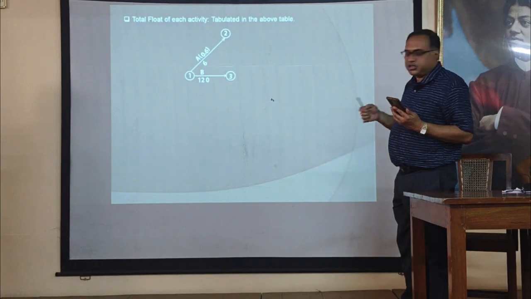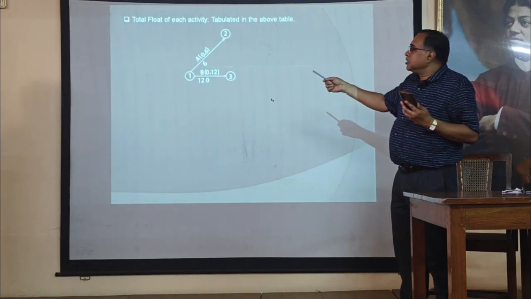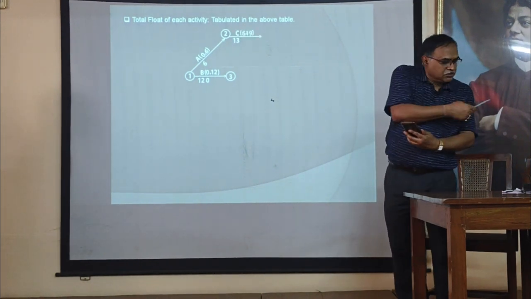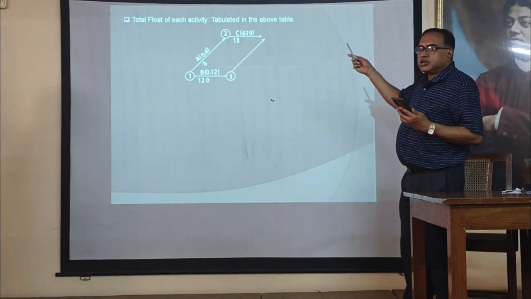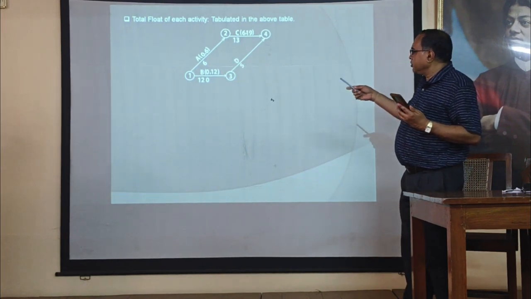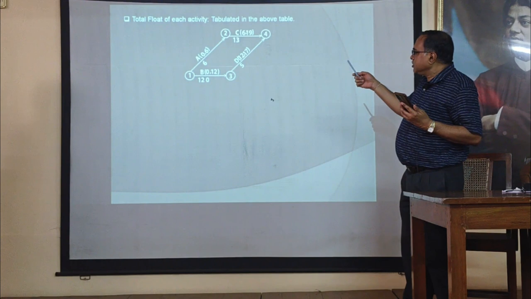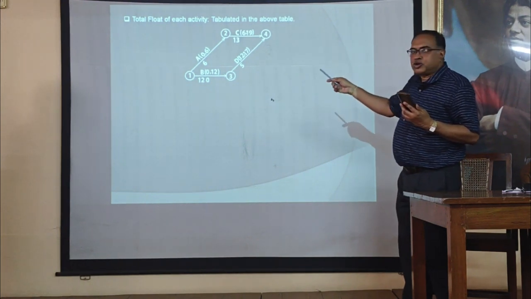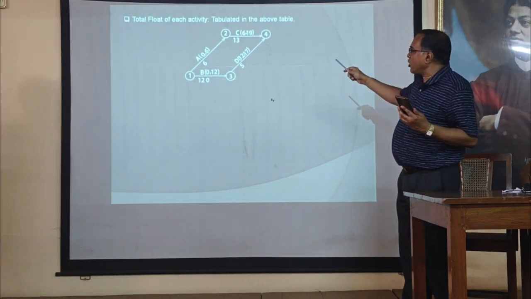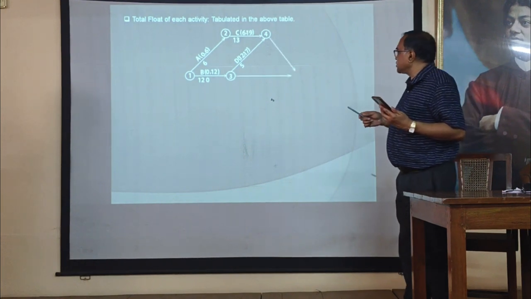Now we start with B activity. This is 0 and 12, because 12 is the expected duration of the B activity. Next, from event 2, this is our C activity. Early start time and early finish time for C activity are 6 and 19. Then from event 3, D activity, expected duration is 5. Early start time of D activity should be 12 because early finish time of B activity is 12. So early start is 12 and duration is 5. So early finish time is 17.